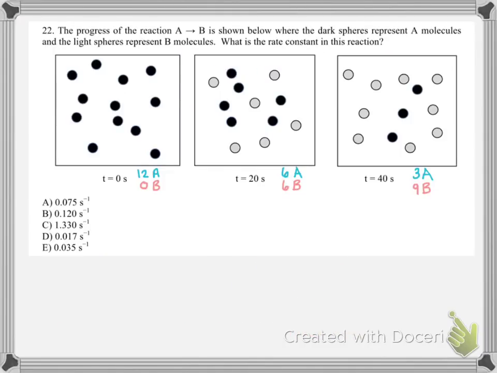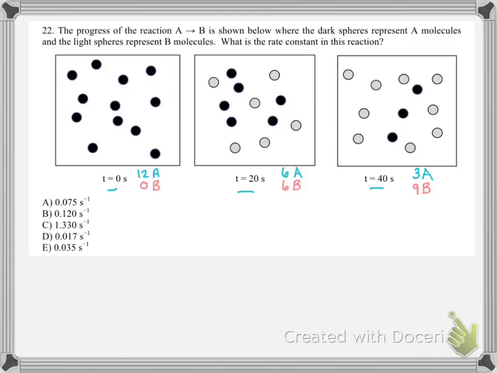So for number 22, we have these spheres, and we're converting A to B, and they want us to figure out what the rate constant is for this reaction. So you can see that each of our time steps are 20 seconds, and I've gone ahead and counted how many of each type of sphere we have. So on the first one we have 12A with 0B, and then the second one we have 6A, 6B, and the third we have 3A, 9B.